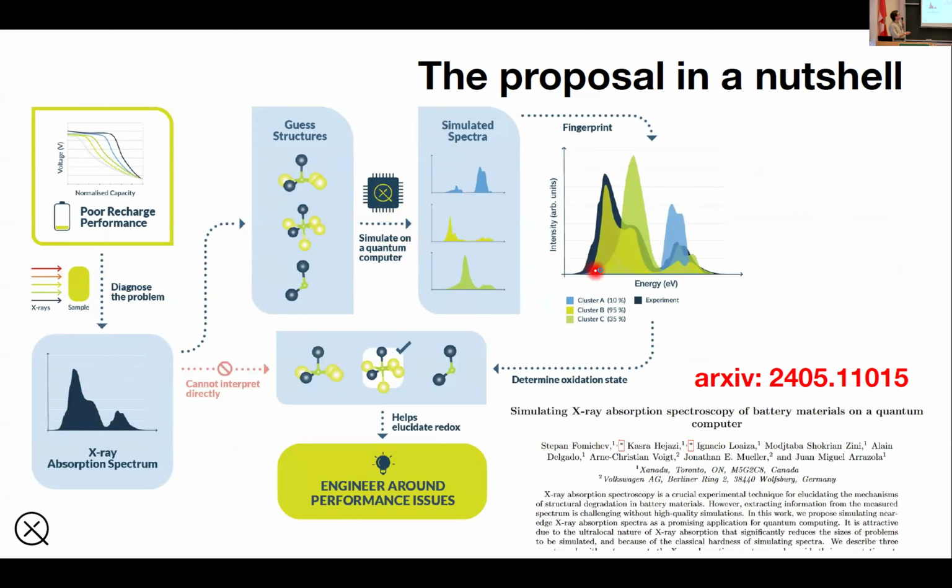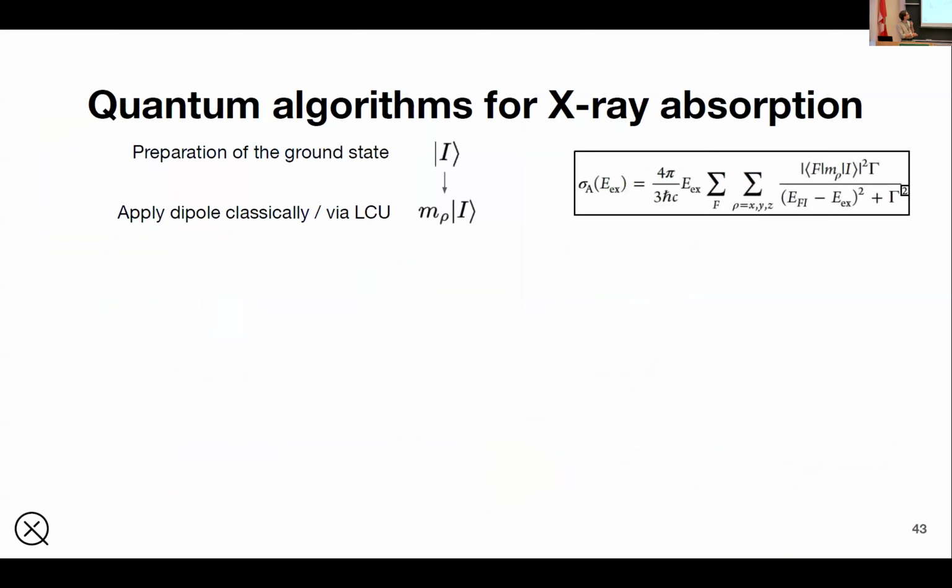And then once we have these spectra, we can do the kind of fingerprinting procedure and then determine the oxidation state of oxygen or manganese or other constituents. And then once we know that, that can help us engineer around the structural challenges that occur. And if you'd like to see more details, please check out our recent manuscript about this.